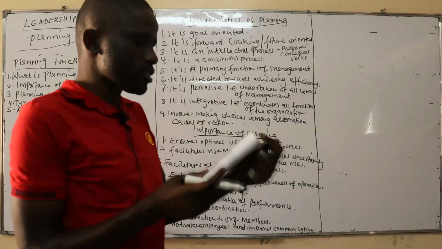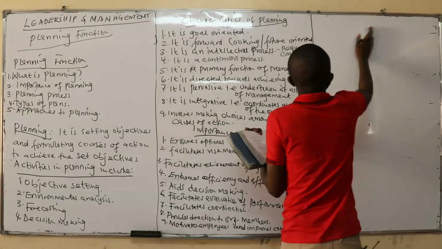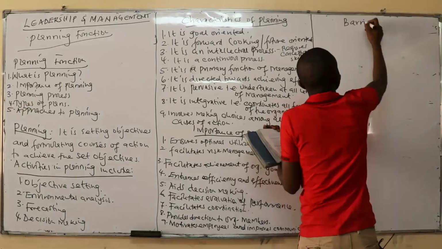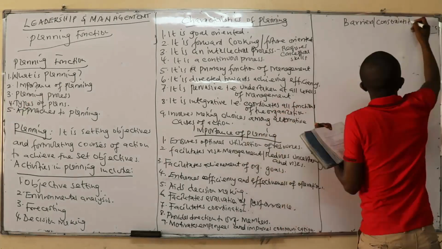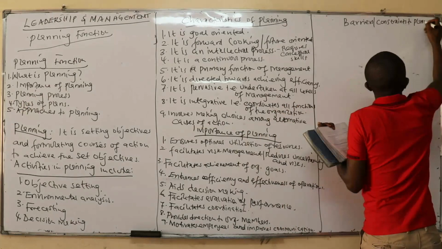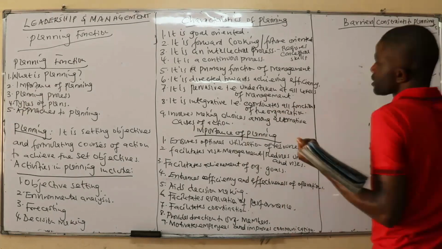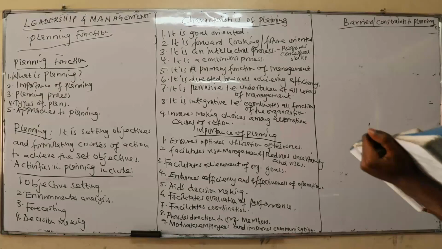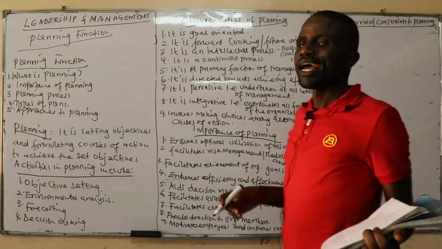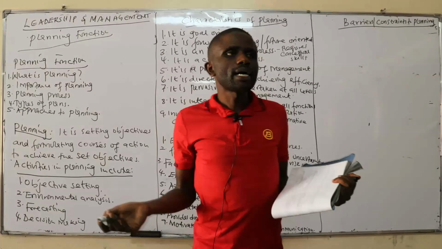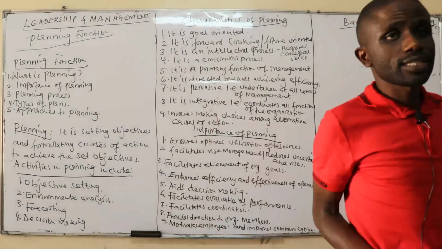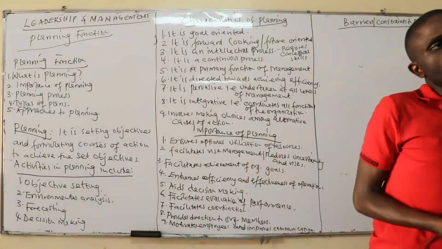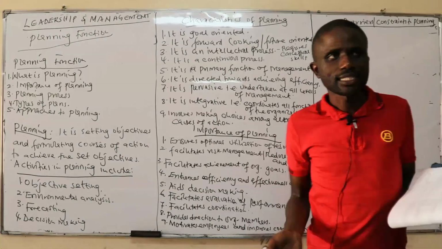Then barriers or constraints to planning. And as I say that, it's the same as more of environmental analysis, because as you plan, you don't know. The future is unknown. Is that true? Sometimes people don't have planning skills. It is costly. Let's write them.